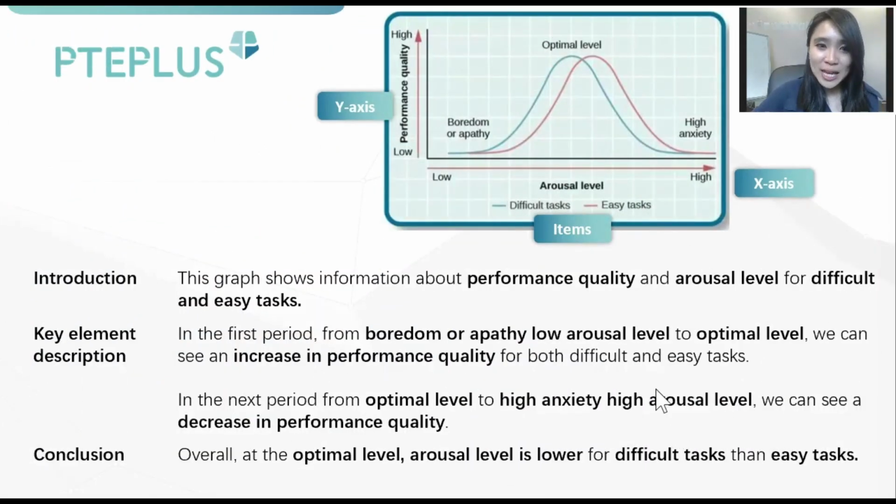Okay, so let's put that all together now, and you can follow my mouse and see where I'm looking at as I'm speaking. This graph shows information about performance quality and arousal level for difficult and easy tasks. In the first period, from boredom or apathy low arousal level to optimal level, we can see an increase in performance quality for both difficult and easy tasks. In the next period, from optimal level to high anxiety, high arousal level, we can see a decrease in performance quality. Overall, at the optimal level, arousal level is lower for difficult tasks than easy tasks.